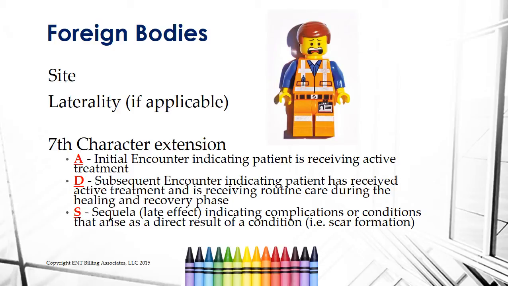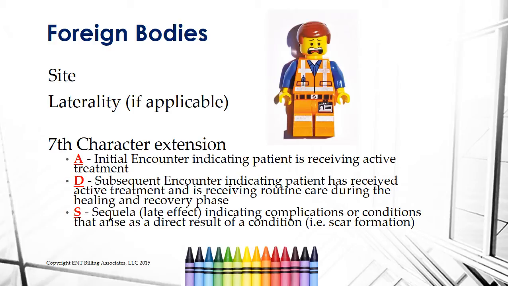The last ear condition we will cover today is the removal of foreign bodies. When documenting your notes, you will want to make sure you cover the site, the laterality, and the encounter status. When we say encounter status, we are referring back to that 7th digit extension we touched upon during the code structure slide. Foreign bodies are one of the code sets that require 7 digits. The 7th digit of this code helps to signify the encounter status.